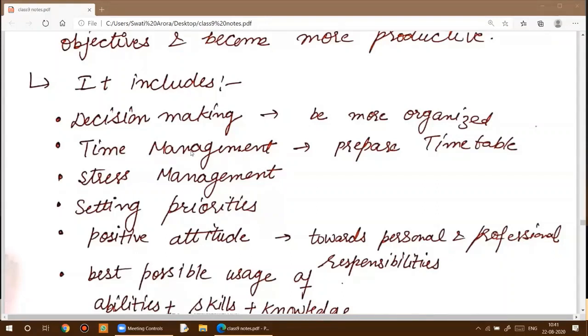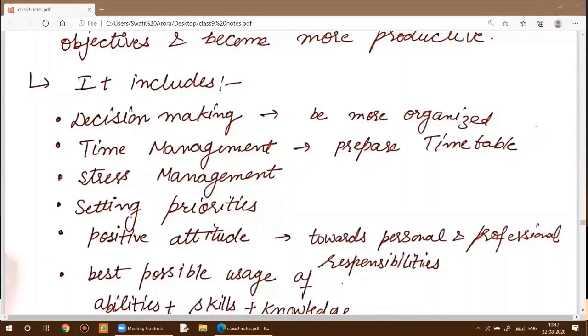What do I mean by the word realistic? It means that which is near to possible. If you know your efficiency, that you can cover only 1.5 chapters a day, and you have set your target that today I will complete 3 chapters, how is it possible? It is not possible at all. So according to your efficiency, you should make your targets and you should stick to them. If you do not make realistic targets, then you will be under stress, so stress management will not be there. So you need to manage stress, and stress can only be managed when you have a proper timetable and you have gone through a good decision-making process.